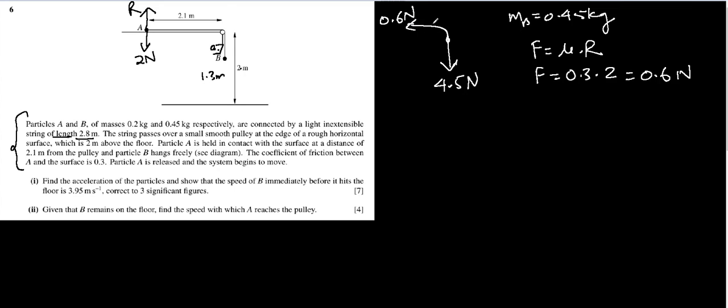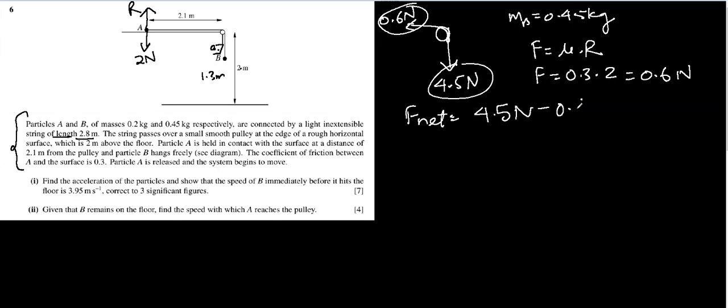Though they are not in the same direction, there is a smooth pulley without friction. That means we can take these two forces against each other. So net force on the system is 4.5 newtons minus 0.6 newtons, which is 3.9 newtons.